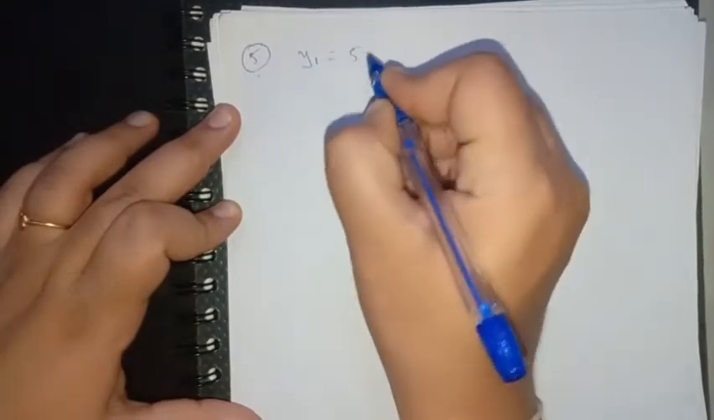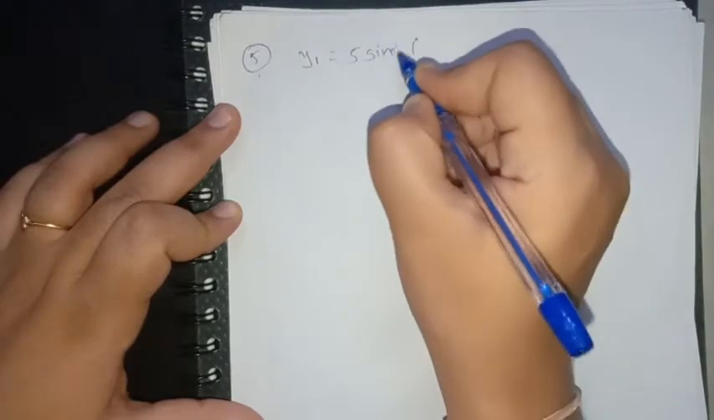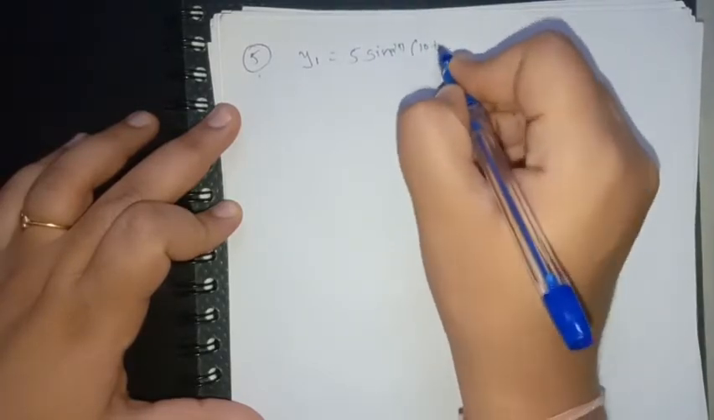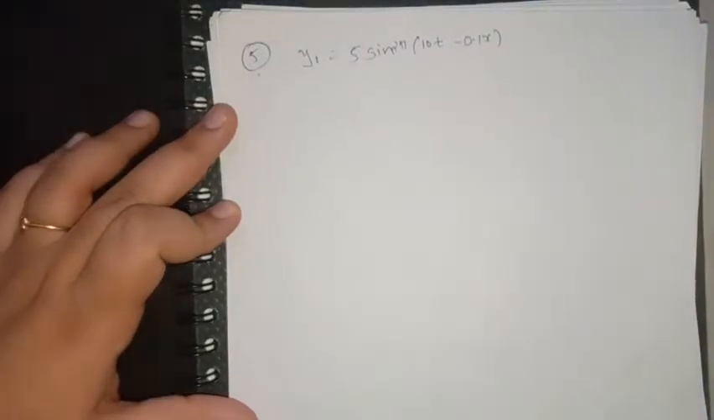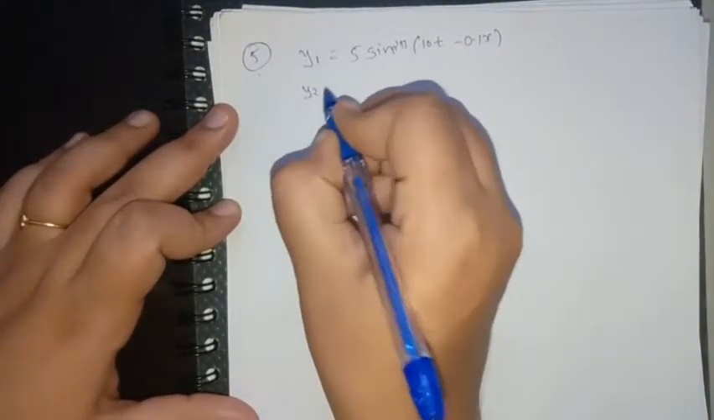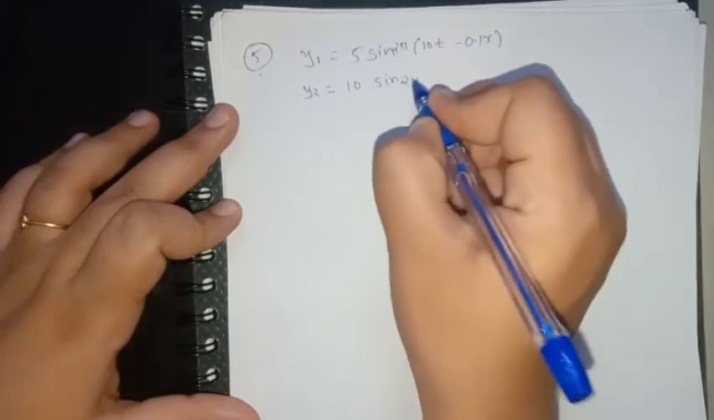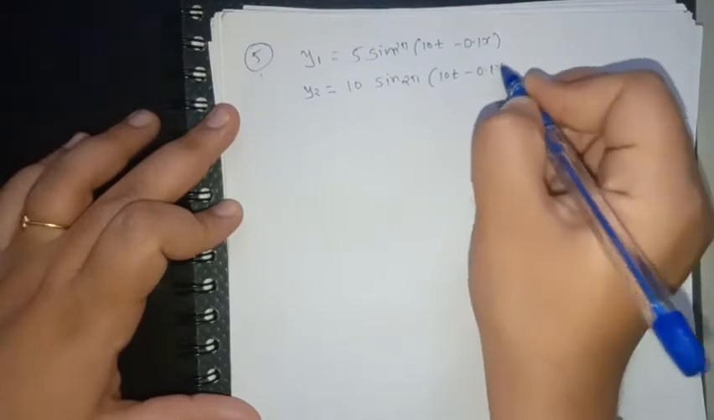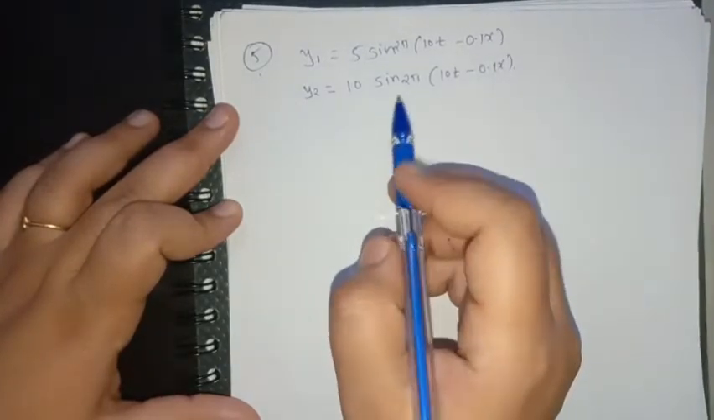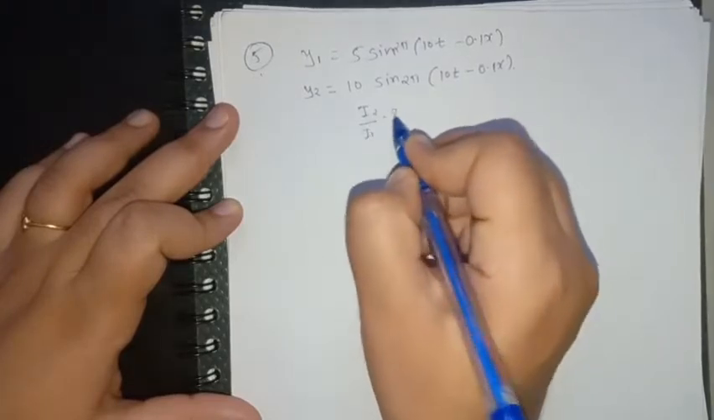Y1 is equals to 5 sine of 2 pi into 10t minus 0.1x, and y2 is given as 10 sine of 2 pi into 10t minus 0.1x. We want to find the ratio of intensities, that is I2 by I1.